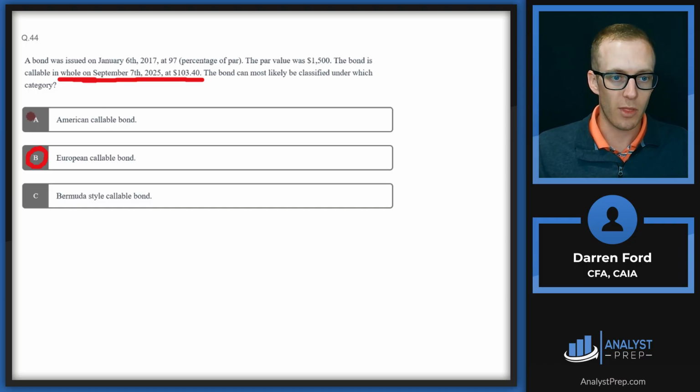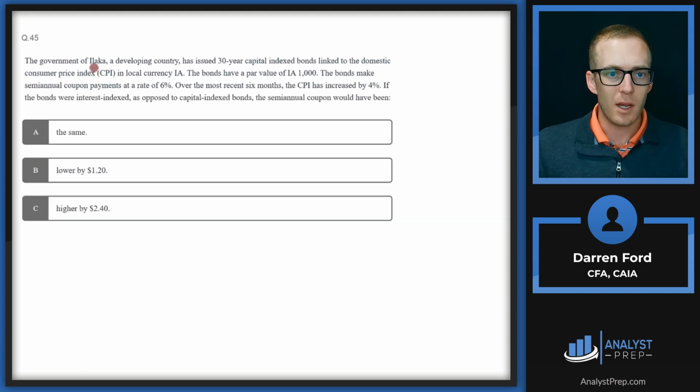Under American, they're going to be continuously callable. Same thing applies to the options. And then under Bermuda style, it's going to be a hybrid between the two. There's going to be multiple different dates that this can be called on. Answer B.